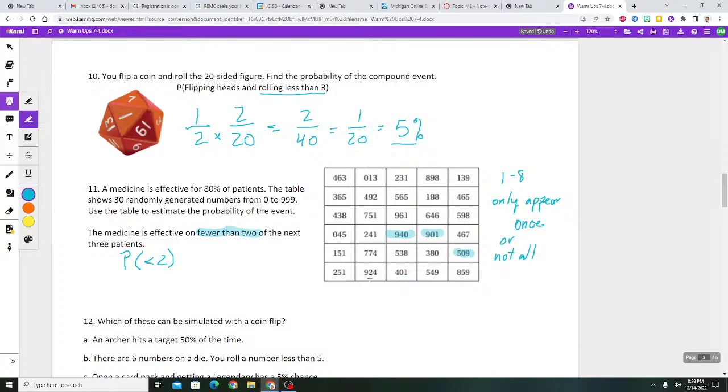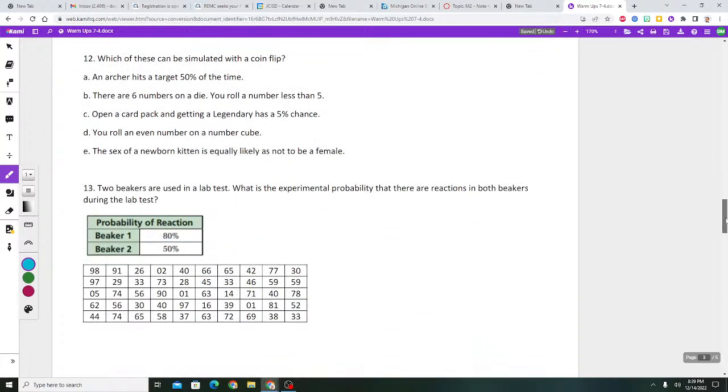3 successes, 2 successes, 2 successes, 2 successes, 2 successes. So what we find here is that we have 3 events that we were looking for out of the whole 30, which is 1/10, which is 10%. We want to know what we can simulate with a coin flip.